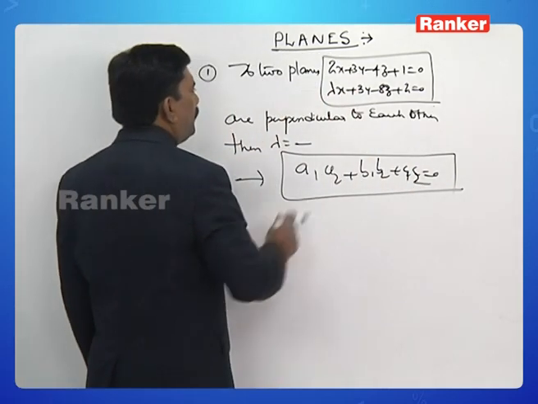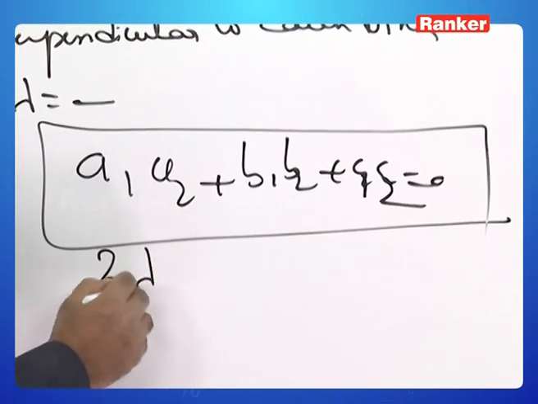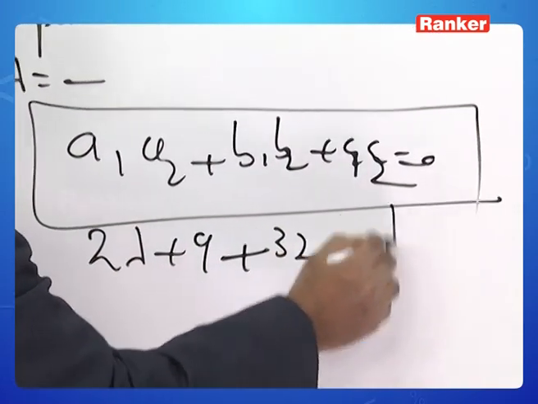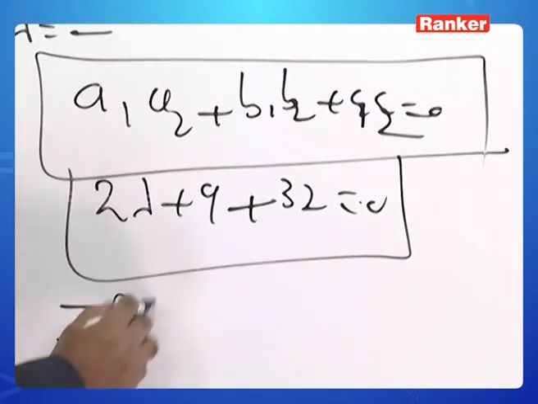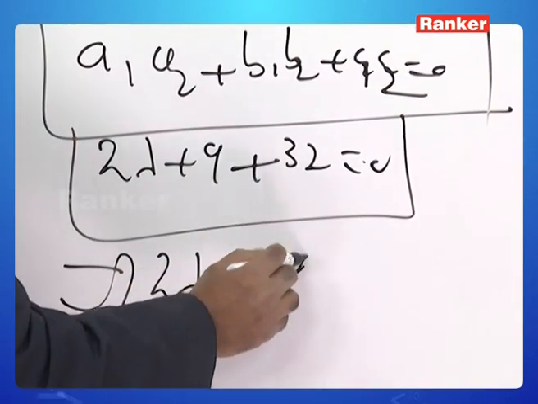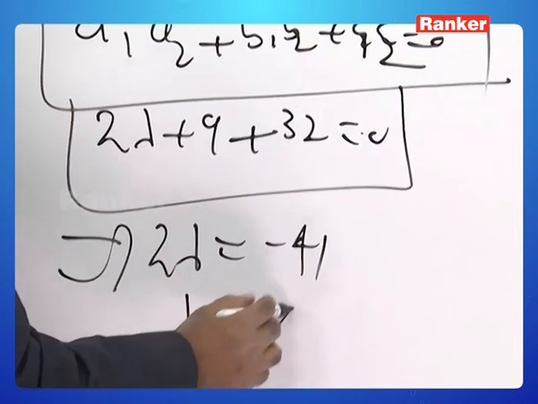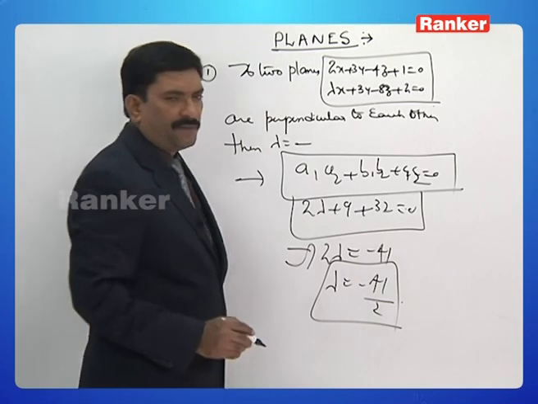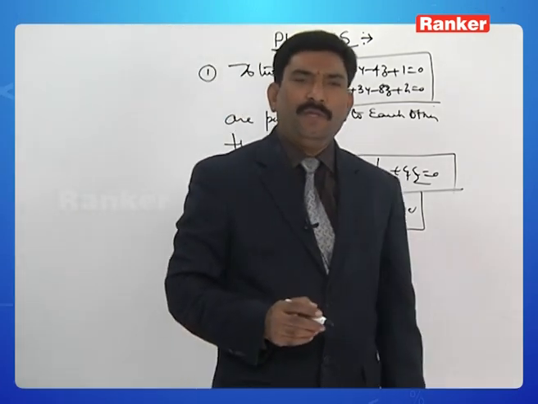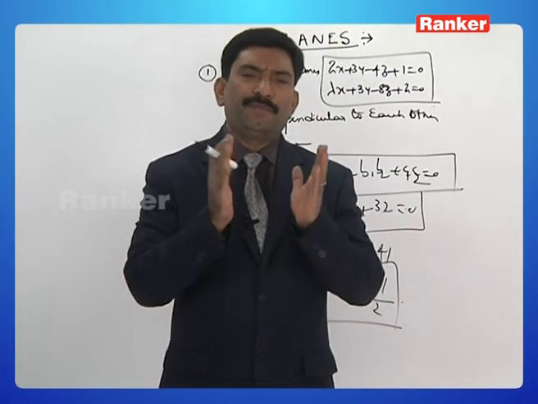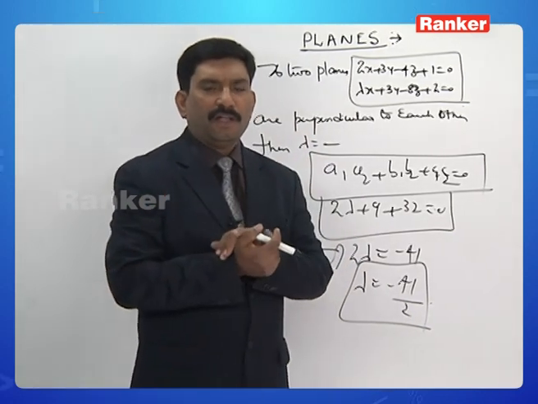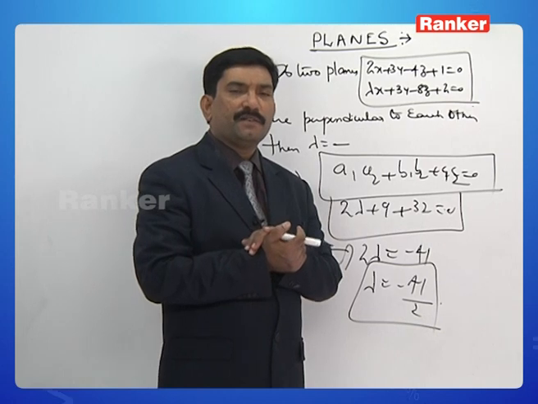So therefore, 2 lambda plus 9 plus 32 is equal to 0, which implies 2 lambda is equal to minus 41. Therefore, lambda is equal to minus 41 by 2 is the required answer. So this is how you can apply the condition for two planes to be perpendicular to each other, that theta is equal to 90.